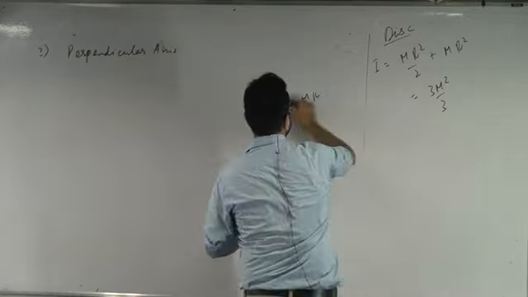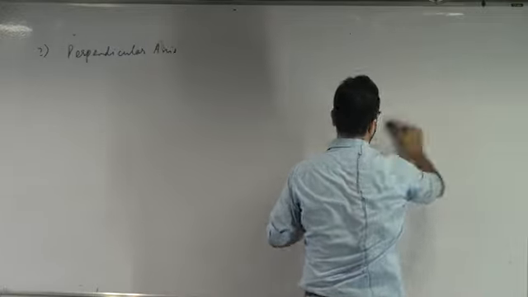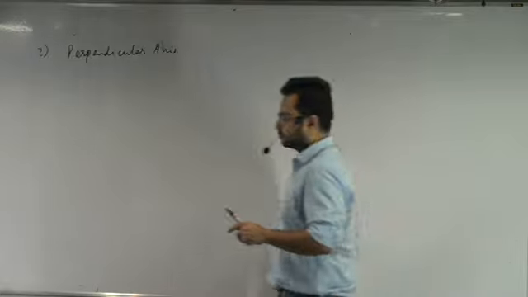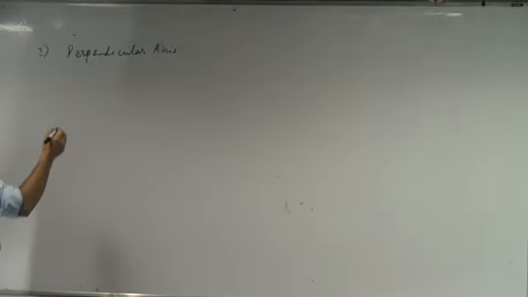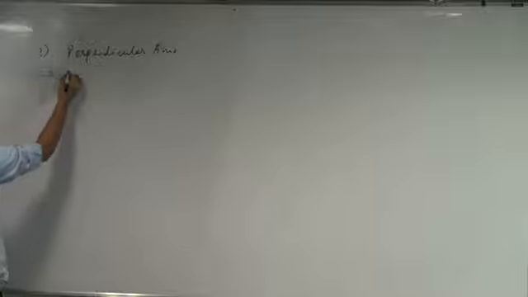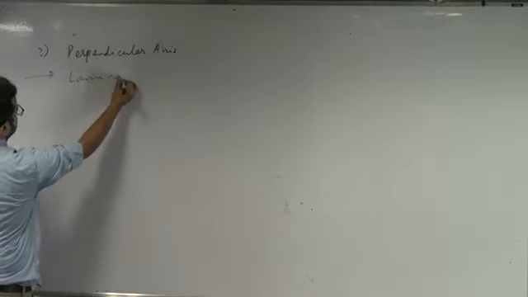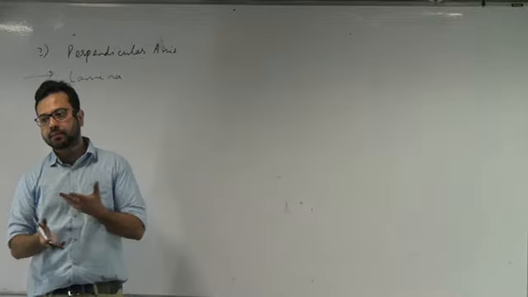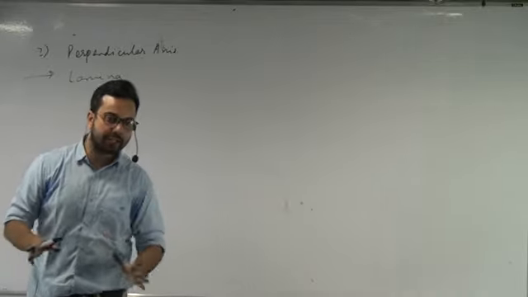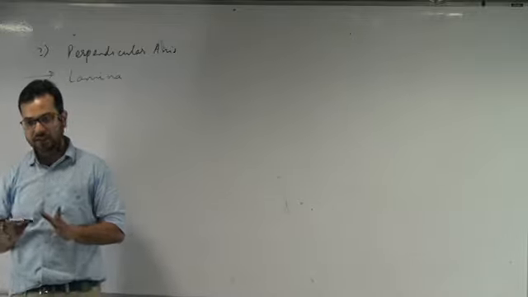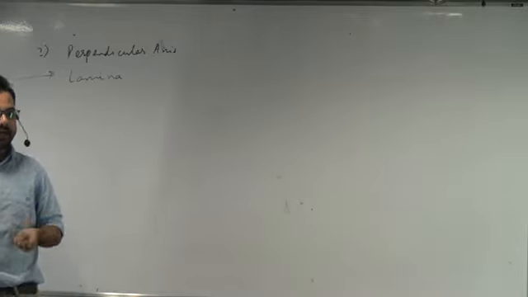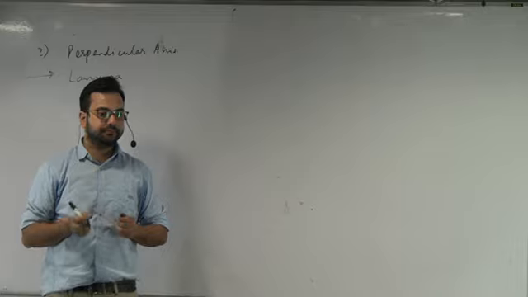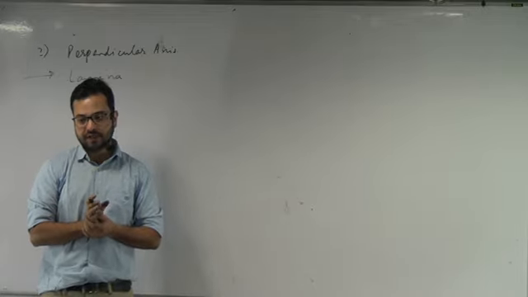Next we want to deal with perpendicular axis theorem. So perpendicular axis theorem also comes with conditions. What is the first condition? It is only applicable for lamina. Lamina matlab planar objects. It is only and only applicable for planar objects. It is not applicable for three-dimensional objects. Is that clear? It can only be applied if an object is 2D. That is the first condition.